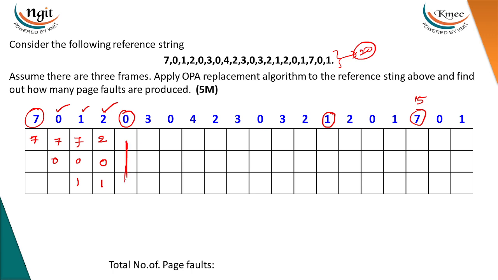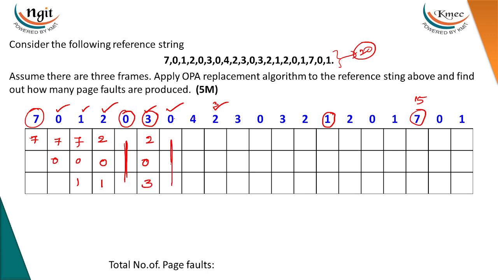Similarly, look at 0. 0 is already there. And 3: because 3 is not present, we need to replace one page. Which among these will be replaced? First start from 2. 2 is at the third place, so you cannot replace 2, keep it. Immediately after 3 there is 0, so you cannot replace 0 and 2. 1 is very far from this particular 3. So before 1, 0 and 2 will be there, so in place of 1, write 3.